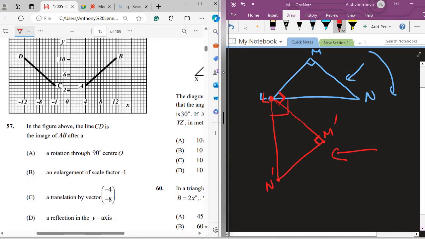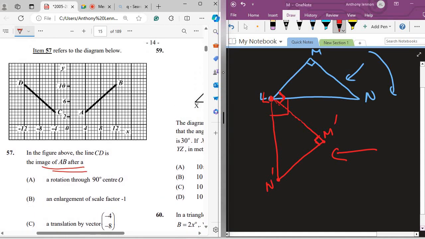In the figure above, the line CD is the image of AB. We can see that, right? Notice they call C first, CD, the image of AB. Same orientation means that you just shift the graph paper behind them, and one becomes the other. That's not the case here. So that's definitely not a translation.